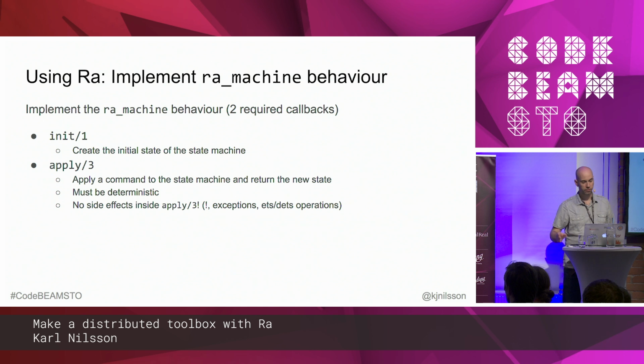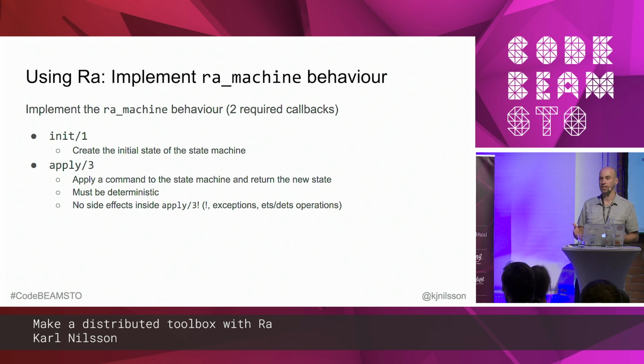How do we use Ra? In order to write your own state machine, you need to implement the ra_machine behaviour, which I guess isn't an unusual thing for an API to have. There are two required callbacks in ra_machine. It's init/1, which creates the initial state of the state machine, so the state machine as it is before any entries have been committed and applied to it, and any state transition has happened. And apply/3, which is the function that we've seen before with an extra argument, which we will cover, which allows you to apply a command to the state machine and return a new state.